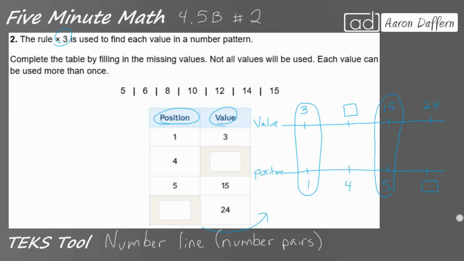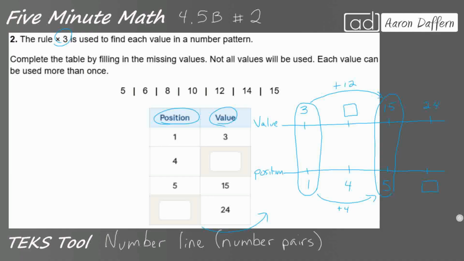Okay, so what we want to do is look at the change there, right? How are we getting from 1 to 5? We would say from 1 to 5, we are adding 4. How are we getting from 3 to 15? Well, from 3 to 15, we are adding 12. Now, all I'm looking at here is the change.